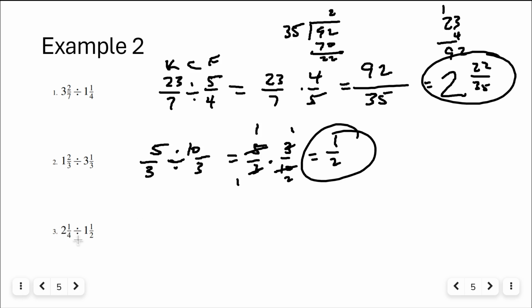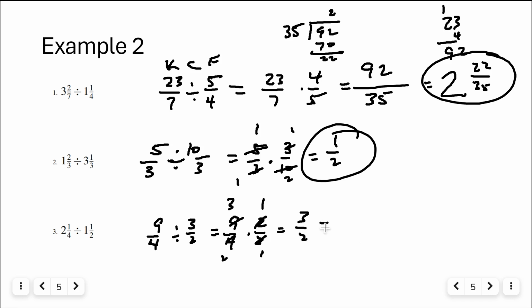And finally, 2 and 1/4 is 9/4 divided by 3 over 2. So that's 9/4 times 2/3. 2 goes into 4 2 times. 3 goes into 9 3 times. 3 times 1 is 3. 2 times 1 is 2. 2 goes into 3 1 time with 1 left over. 1 and 1/2. 3 over 2. And that's my answer.